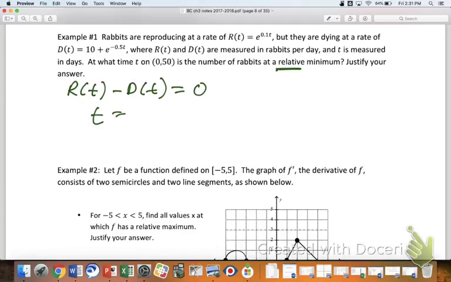All right, what did you guys get for t? Were there 1 critical number on this interval, or 2 or 3? Just one. Okay, so t equals what? 23.026. We agree with that? Yep.